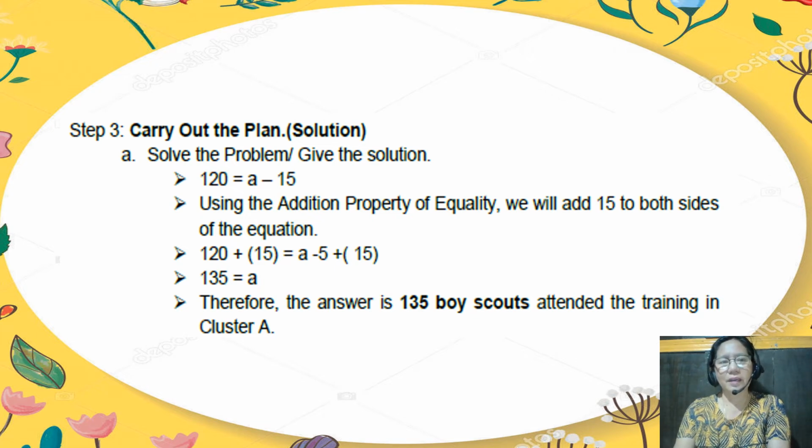Step 3, carry out the plan. In this step, we are going to solve the problem, or give our solution. If the equation is 120 is equal to A minus 15, we are going to use the addition property of equality, in which we will add 15 to both sides of the equation. So 120 plus 15 is equal to 135.